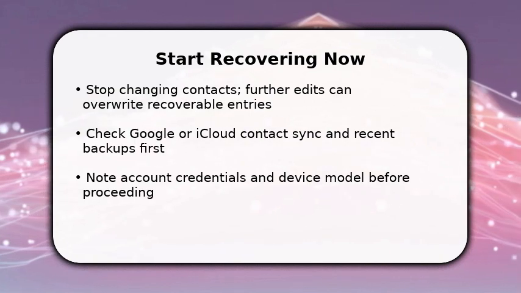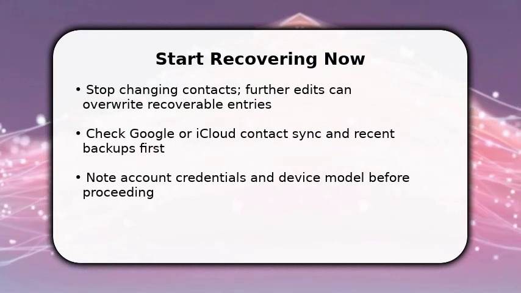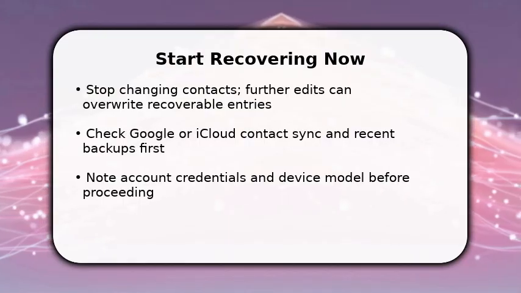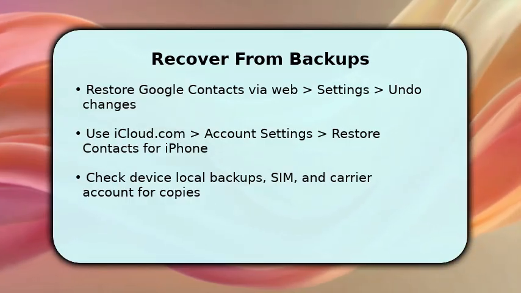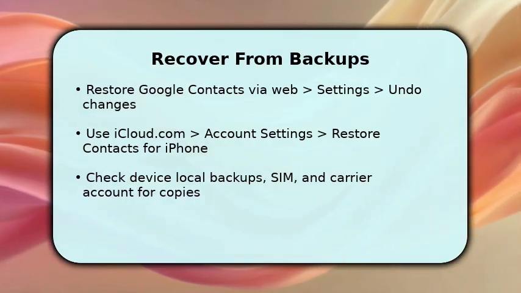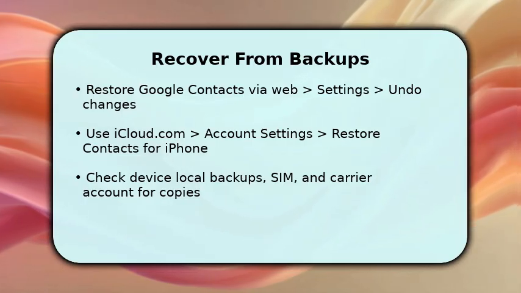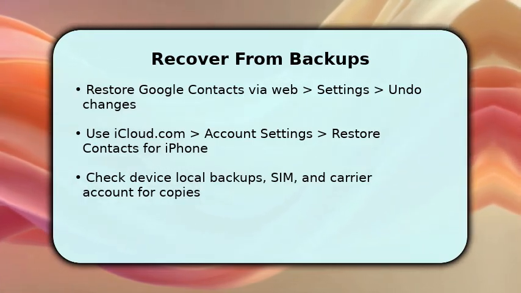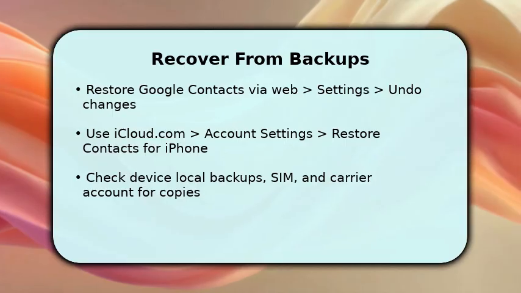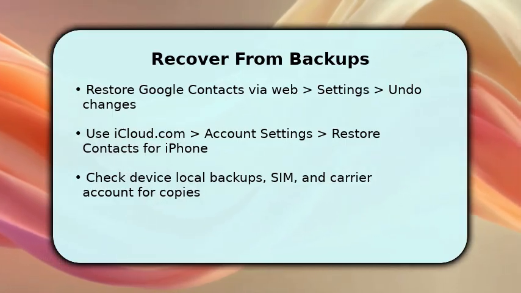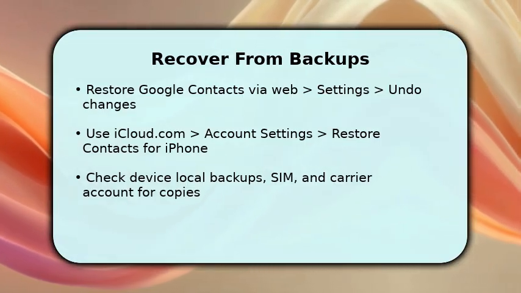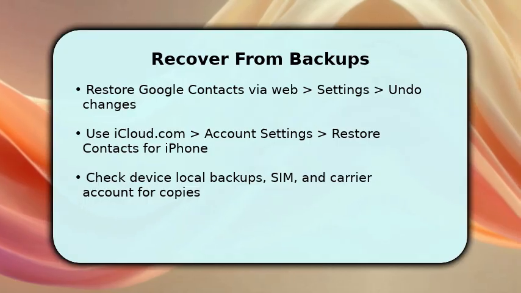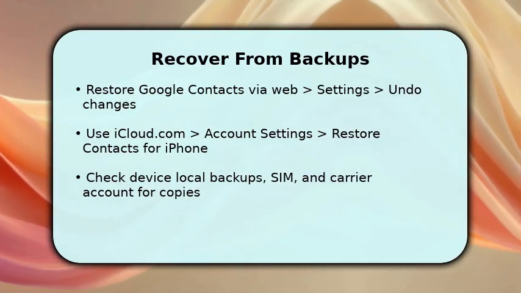You'll now perform the detailed restores. For Google, go to Contacts.Google.com, open Settings, and use Undo Changes to roll back to a date before deletion. This restores linked devices. For iPhone, sign into iCloud.com, go to Account Settings and restore contacts from an archive. If neither applies, inspect your device backup, iTunes/Finder or Android backup apps, the SIM card, and your carrier's contact service.